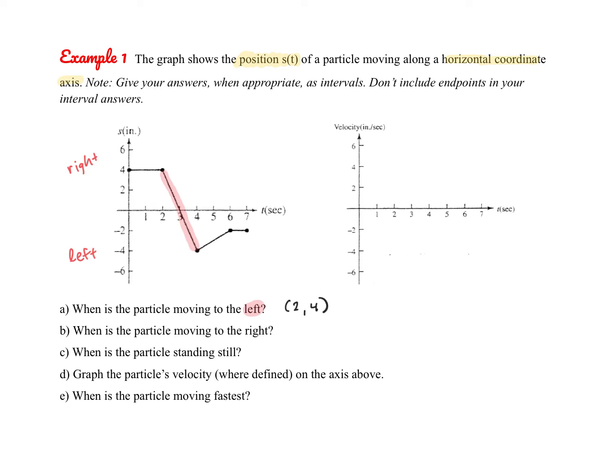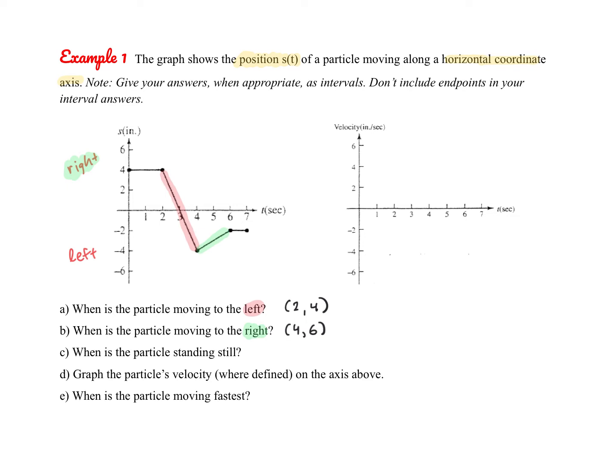Now let's talk about when our graph is moving to the right, which is a positive direction. So anytime our slope is positive on our position function, we are going to be moving towards the right, or whatever our positive direction is. And that's happening from 4 to 6 seconds.